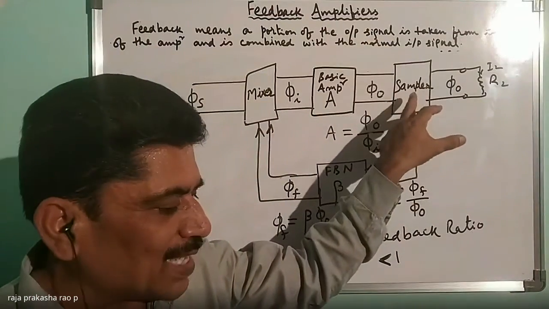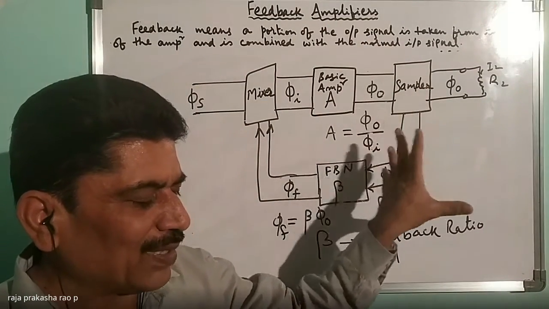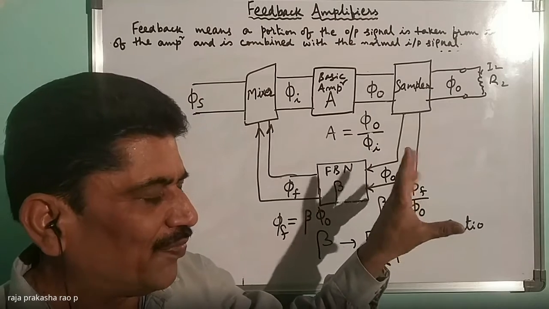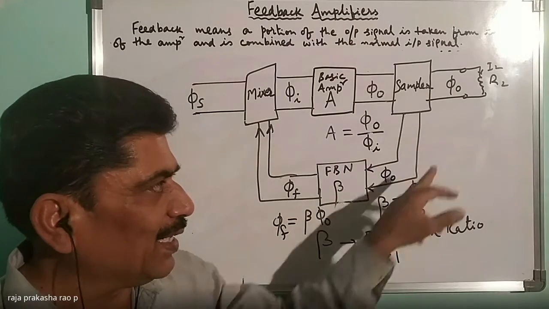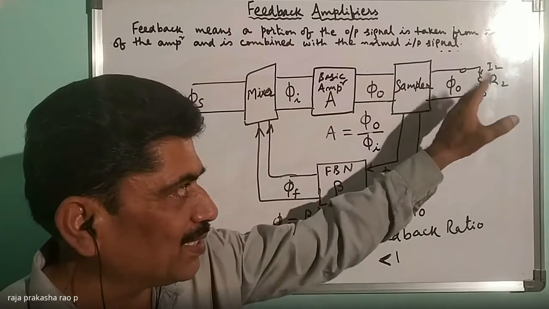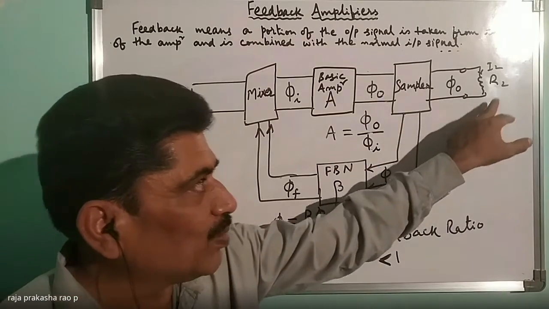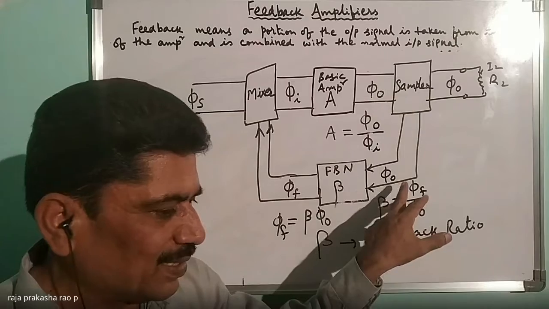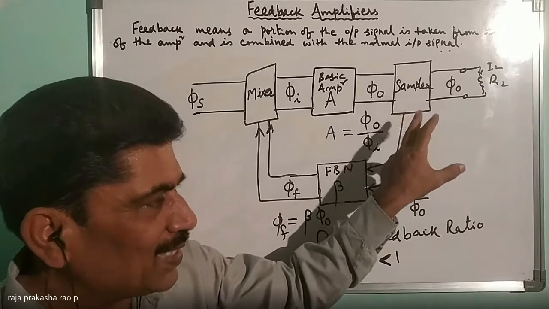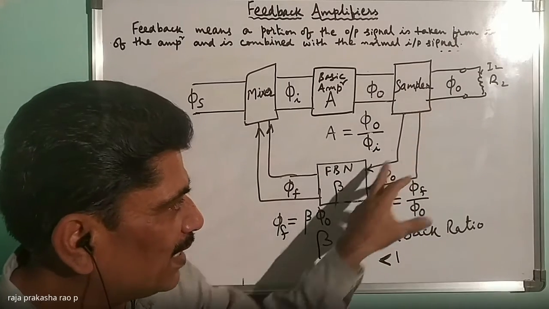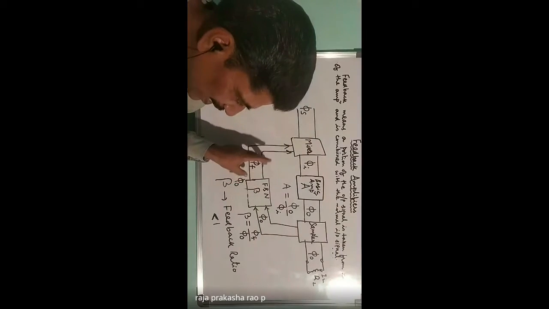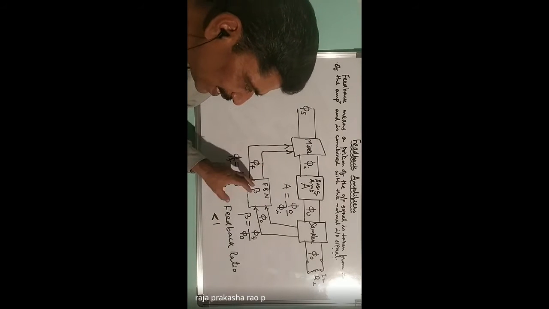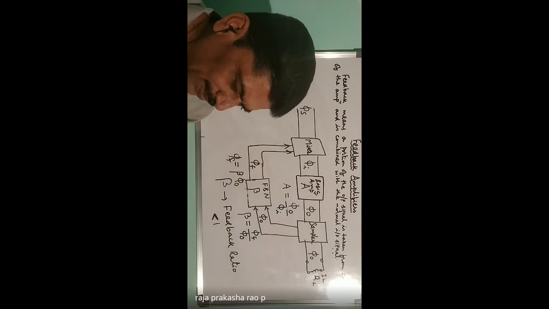So here what the sampler is doing, the sampler's duty is to feed the signal to this feedback network. It feeds the complete signal, whatever is available at this point. It is available here also, and it can redirect this. That facility is provided by the sampler. The sampler will provide the complete signal to this feedback network. The feedback ratio is beta, so the output of this feedback network will be beta times the input. Okay.